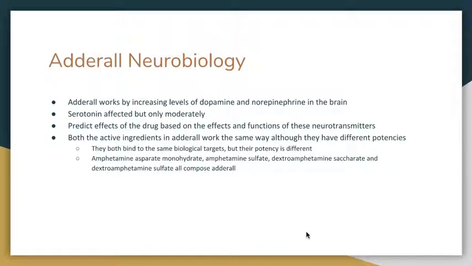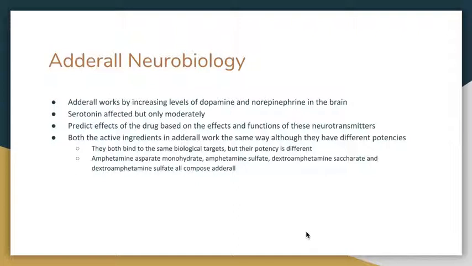So Adderall basically works on increasing levels of dopamine and norepinephrine mainly. It has some effect on serotonin, but only moderately from experiments. So we can basically predict the effects of the drug based on the effects of these neurotransmitters.